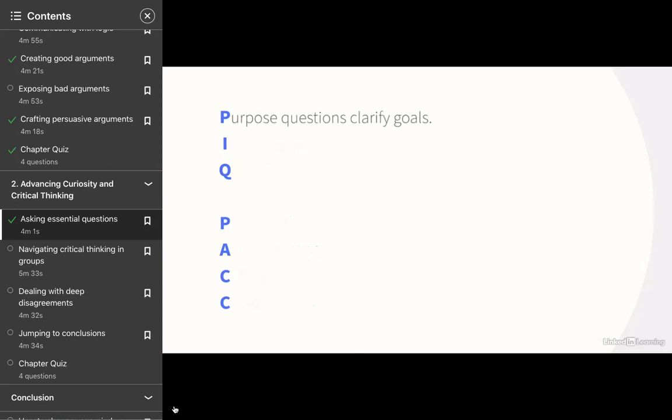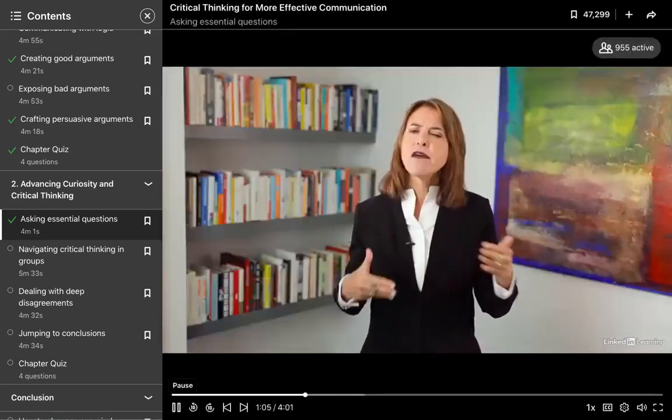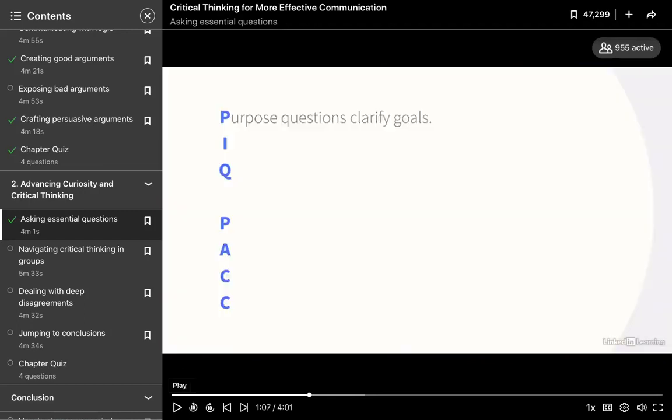Purpose questions clarify goals. What are we trying to accomplish? What other goals could we consider? So you pay attention to WH questions. It is very important to ask open-ended questions, not yes/no questions. A yes/no question closes the discussion. Do you like hamburgers? Yes or no? But an open-ended question will help the opponent in the argument to elaborate and clarify the goals. WH questions only.